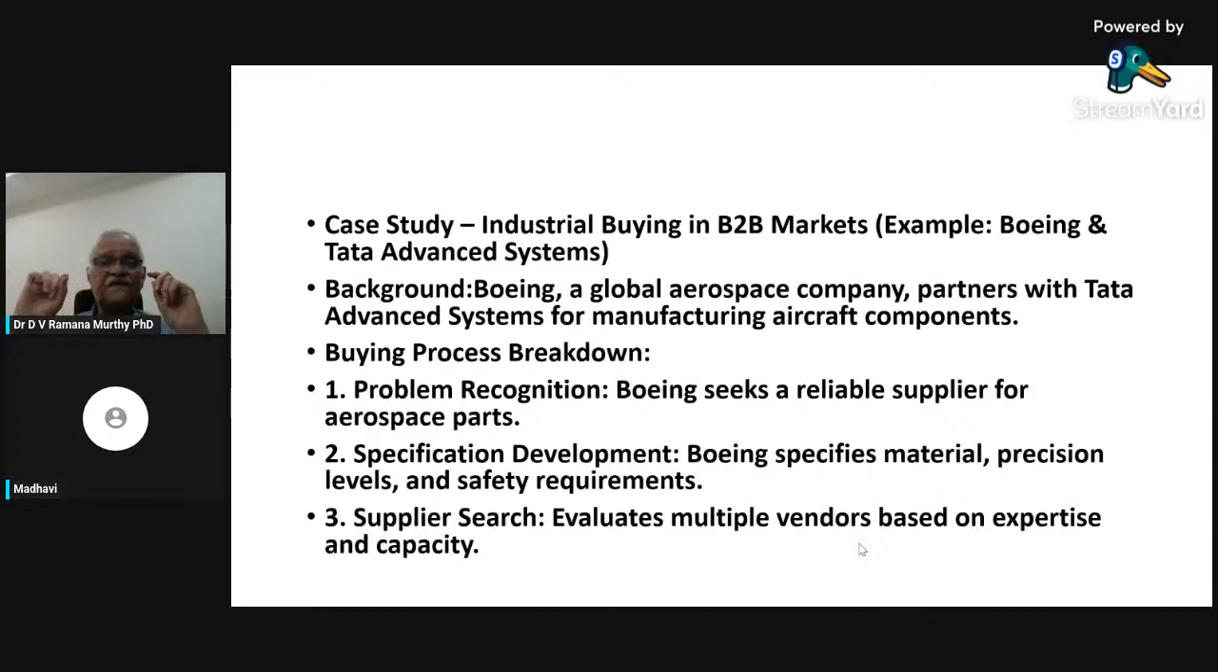Before you ask Tata Advanced Systems or some supplier, you must be very clear at the second stage, specification development. Third is supplier search. Who will be supplying these aircraft components? They search for it and evaluate multiple vendors based on expertise and capacity, regular supplies, reputation, everything.